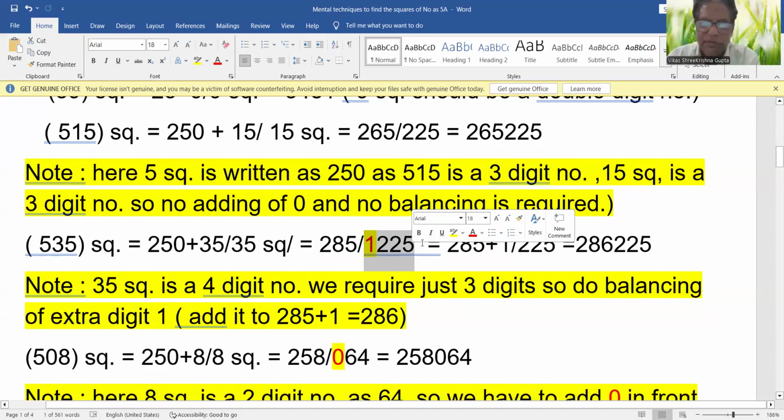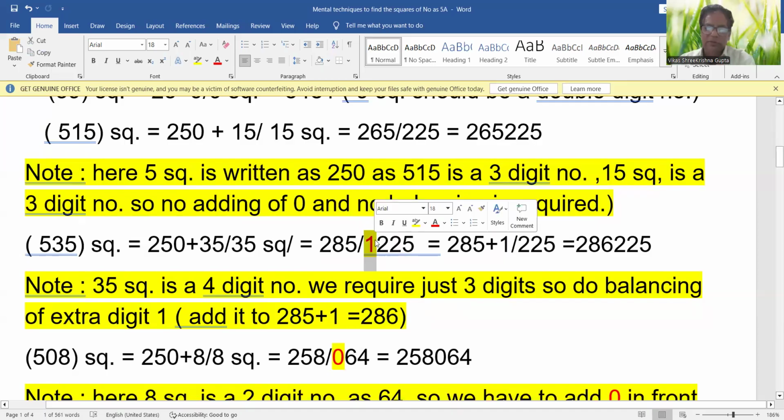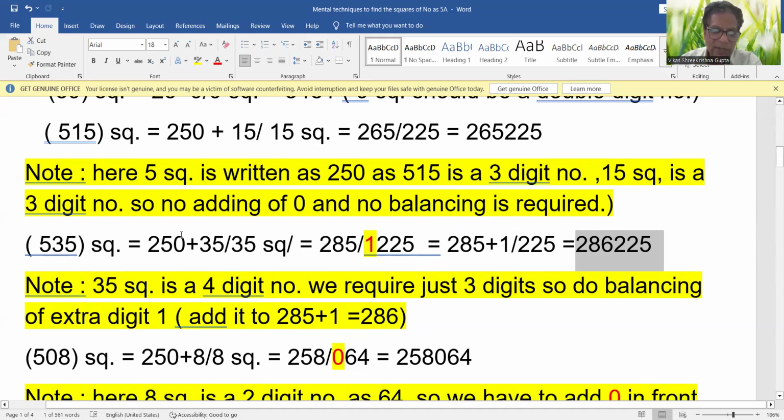It is a 4-digit number, which means this extra digit, this number 1, is extra. So I need to balance with this number. What do I do for balancing? I shift it to the next column, that is 285 plus 1. So the answer will be 285 plus 1, that is 286, followed by 225. The final answer is 286225. Why have I done the balancing? Because 535 is a 3-digit number, so the square should also be a 3-digit number. But the square is a 4-digit number. This extra number 1 I am taking forward for balancing, so the value of 285 becomes 286, and the rest of the part is 225.